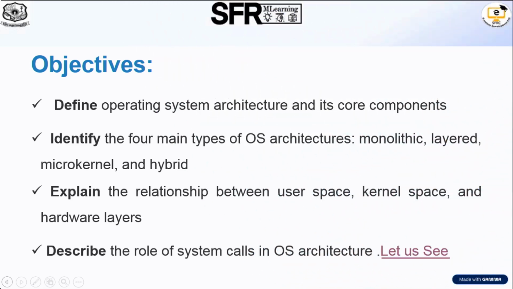The objectives of this video lesson are: define the operating system architecture and its core components, identify the four main types of OS architectures, and explain the relationship between user space, kernel space and hardware layers. Describe the role of system calls in OS architecture. Let us see the objectives one by one.